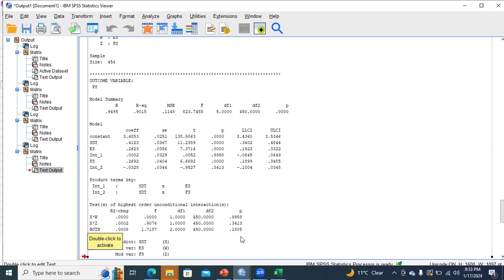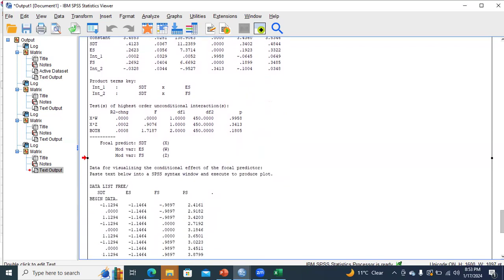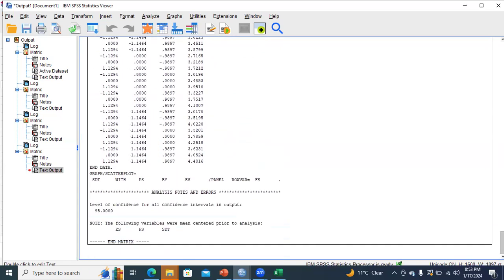So maybe by increasing the sample size, or by considering another moderating variable, the p value may be somewhat better. So the combined effect is much better as compared to the single impact. So this is how you can interpret your model. I hope you have understood up to this point.